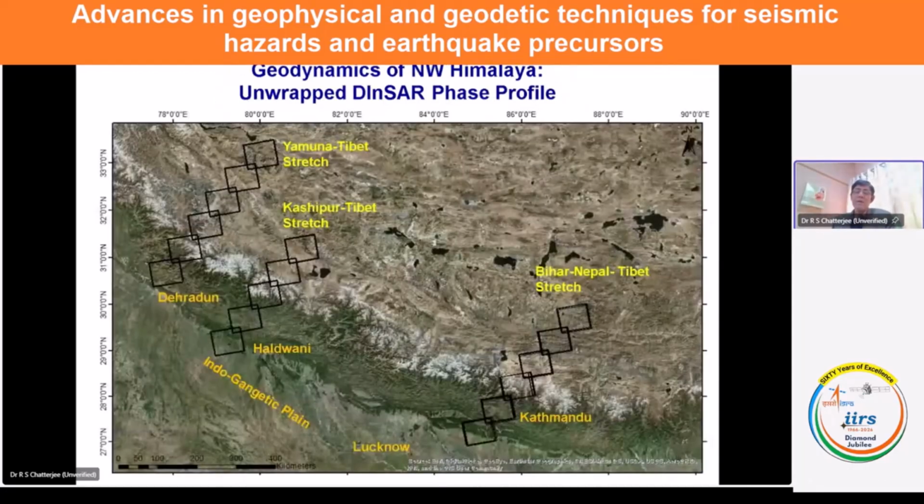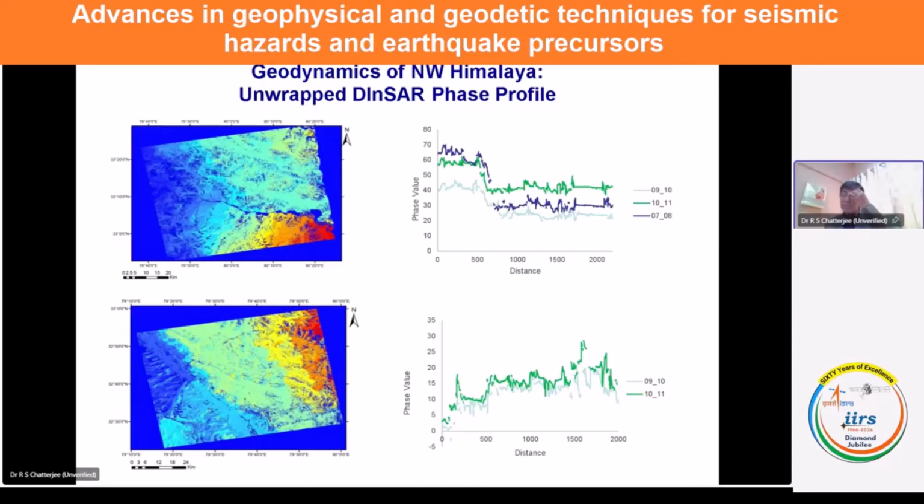And along with that, interferometric SAR is a very proven technique for analyzing geodetic deformation. In this case, in the Himalayan north-south transect, we have studied these different profiles, and we have seen how much uplift has happened, and also what slow horizontal deformation is happening. So we have studied both.